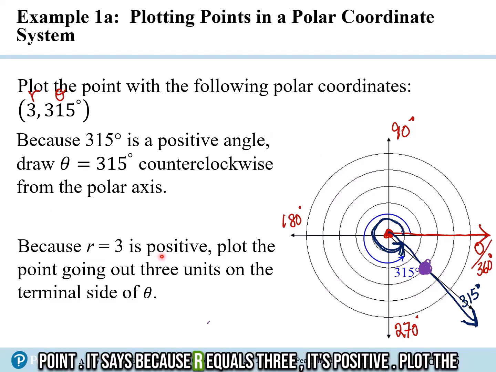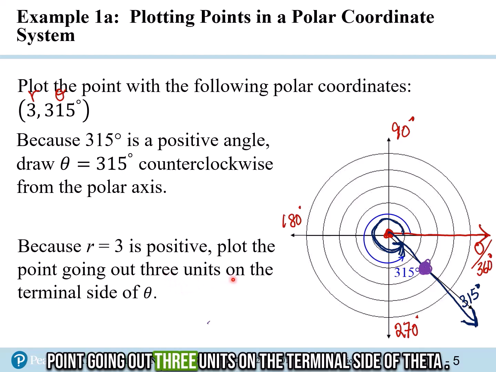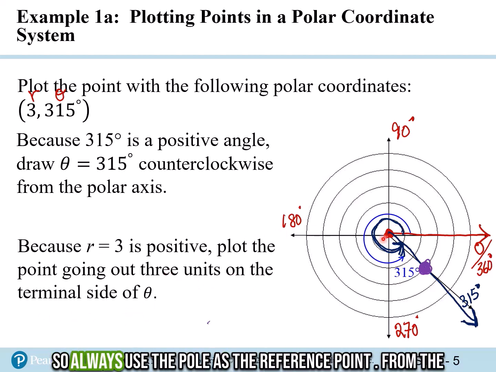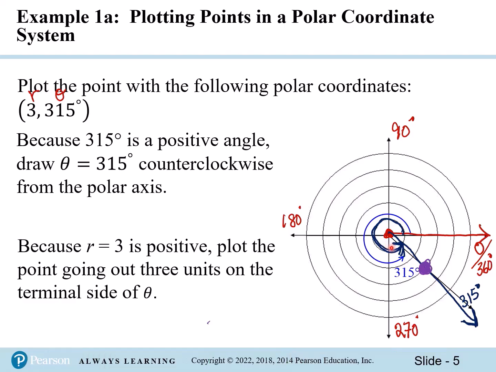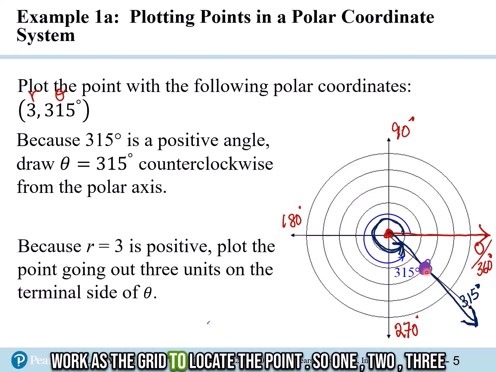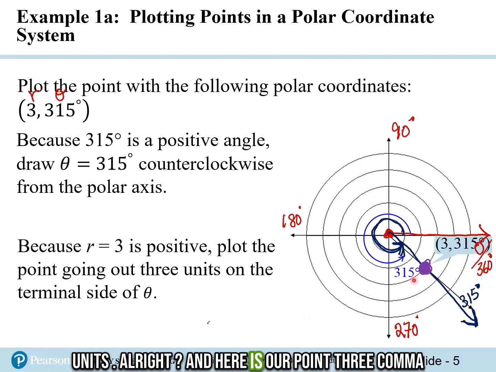It says because R equals 3 is positive, plot the point going out 3 units on the terminal side of theta. So always use the pole as the reference point. From the pole, you are going out 3 units. Your circles are the guidelines, working as the grid to locate the point. So 1, 2, 3 units. And here is our point.